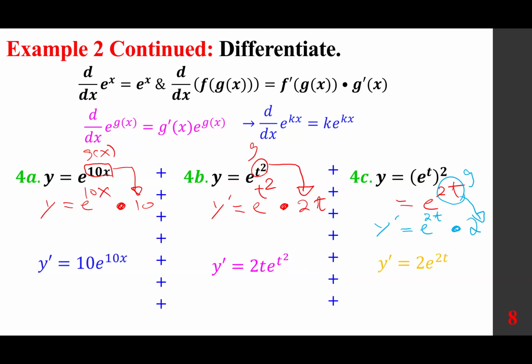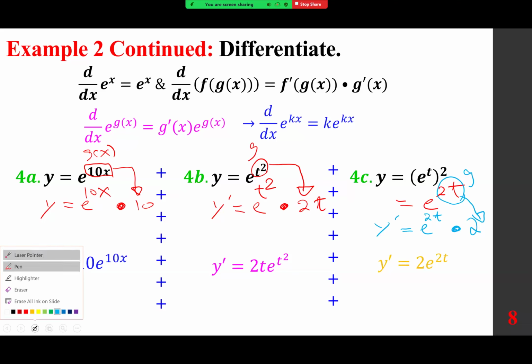So that's dealing with the exponential. In short, when you are differentiating an exponential function, you just write the function and then times g prime of x. That's it, which is the derivative of the exponent. Of course, we're talking about the base being e.